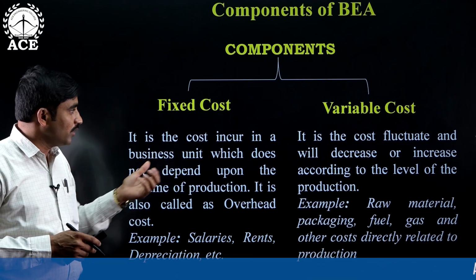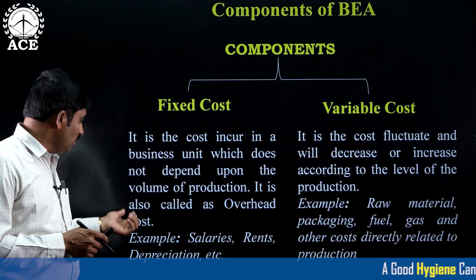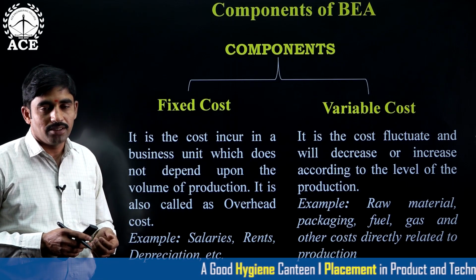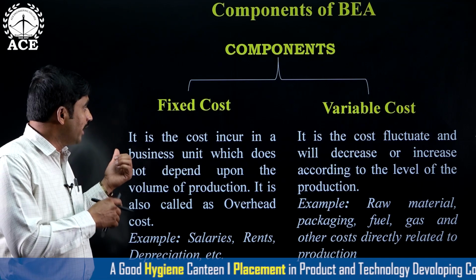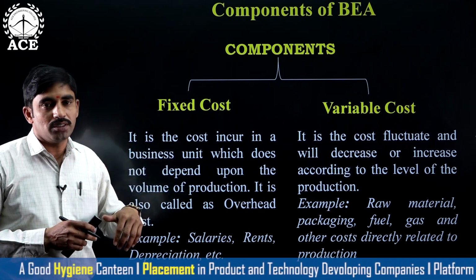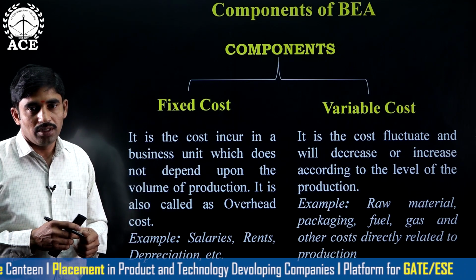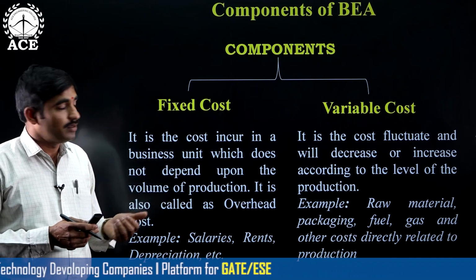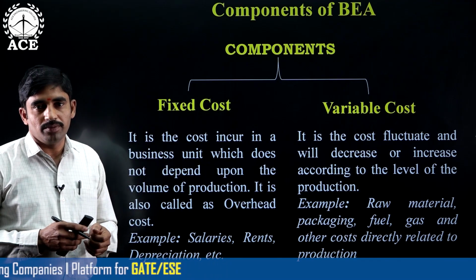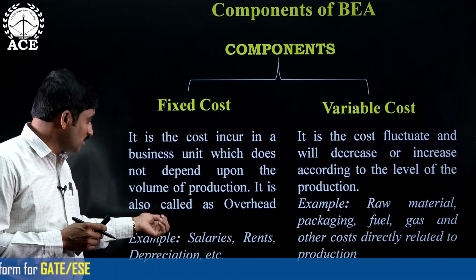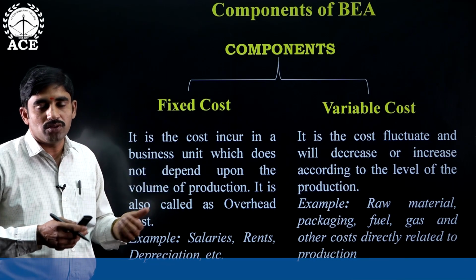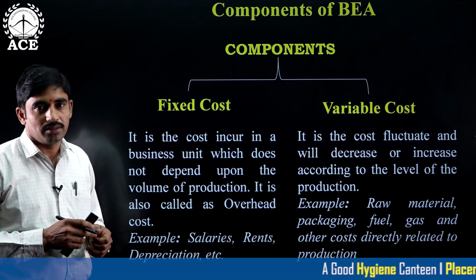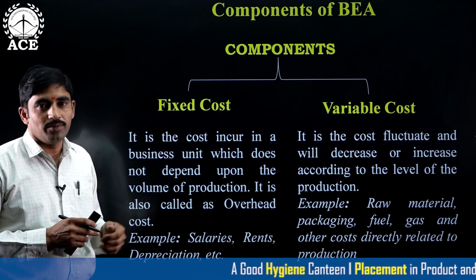The examples for fixed and variable cost are here. Salaries, rents, depreciation, income taxes, all these come under the examples of fixed cost, which will not change according to the level of production. Irrespective of the level of production, irrespective of units, the fixed cost remains constant. Example, salaries. Even though there is no production, we need to pay the salaries to the employees at the end of every month, unlike a variable cost.